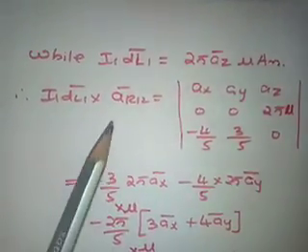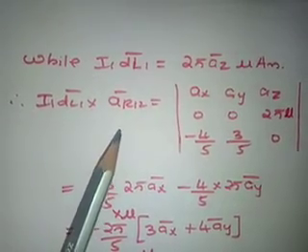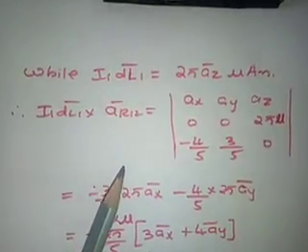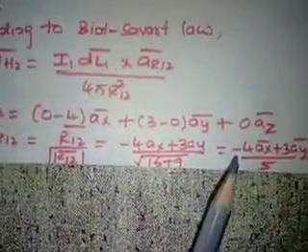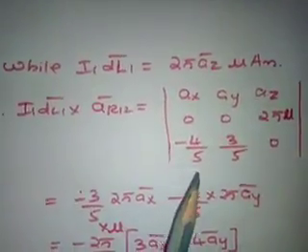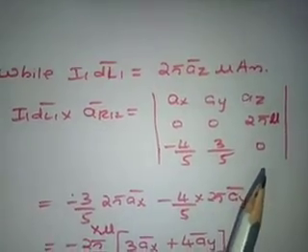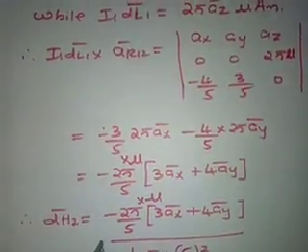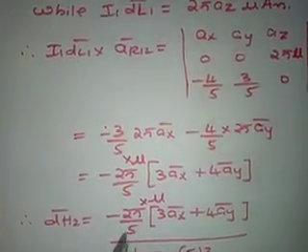Then similarly the AR12 bar components we have to take. Just now we have derived that: it is minus 4 by 5 AX bar plus 3 by 5 AY bar. So the X component is minus 4 by 5, the Y component is 3 by 5, and the Z component is 0. Now if we simplify this, we will get DH2 bar is minus 2 by 5.